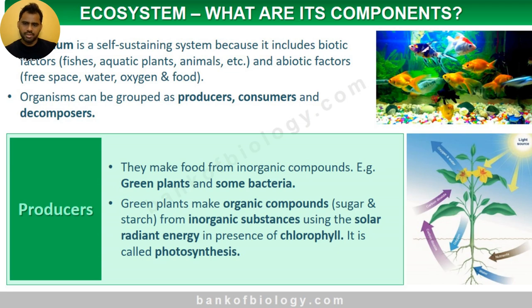Now, these are producers. Green plants make organic compounds like sugar and starch from inorganic substances using the solar radiant energy in presence of chlorophyll. It is called photosynthesis. So we are very much clear about it. So these are the ones which are producers, the green plants and bacteria. And green plants use sunlight and chlorophyll to make the food. Chlorophyll is a green pigment that is present in the green leaves, and this process of plants using sunlight in order to make their own food is called photosynthesis.